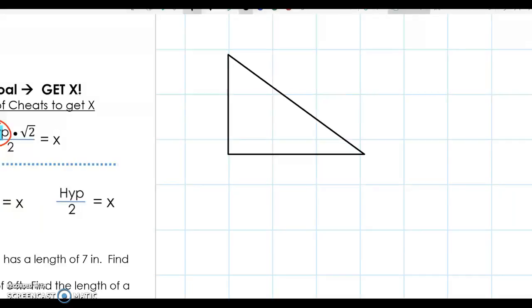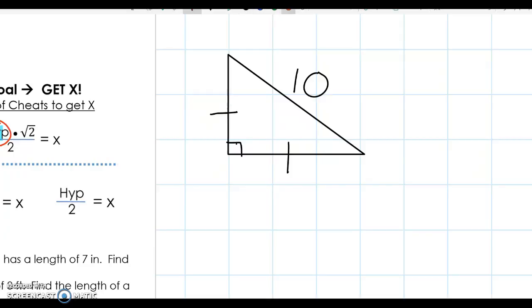Okay, so here is our triangle. Let's say I'm telling you that these two sides are congruent. So automatically, you know this is the 45, 45, 90 triangle. And let's say they give you the hypotenuse. And that hypotenuse, they give you a length of 10. Your goal is to figure out the length of each of the two legs.